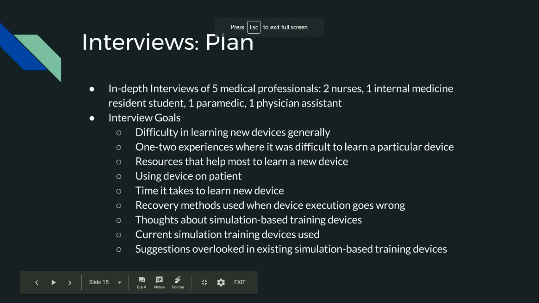We have not gathered the data for the interviews yet, but this is the interview plan that we have set in place. The interviews will be in-depth interviews of 5 medical professionals. 2 of them will be nurses, 1 internal medicine resident student, 1 paramedic, and 1 physician's assistant. The goals of the interview will be to gather the list of information we have here.